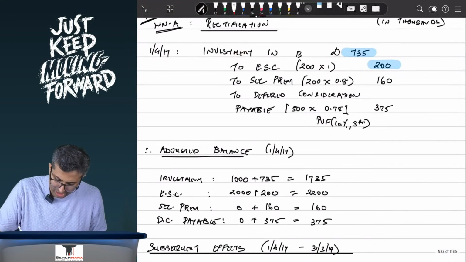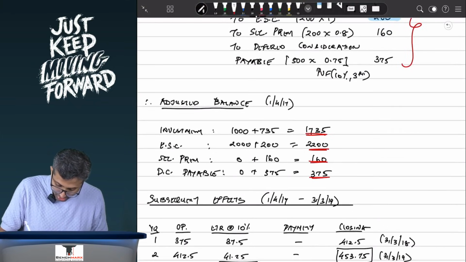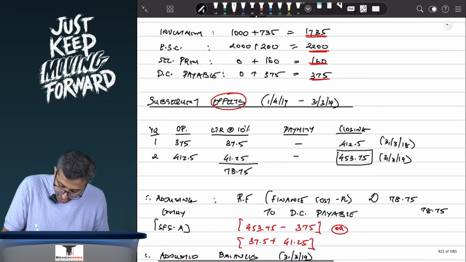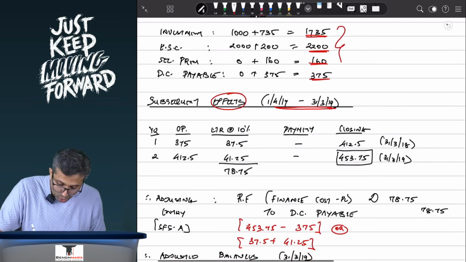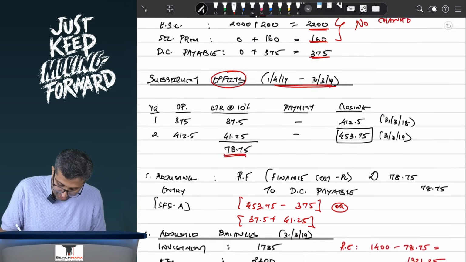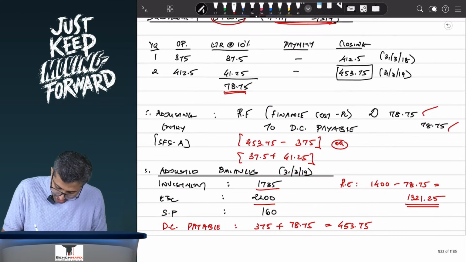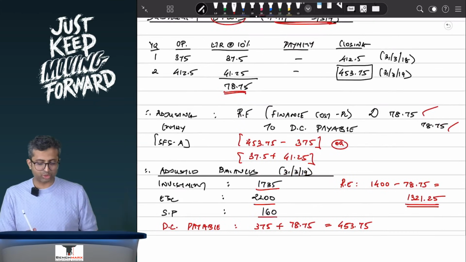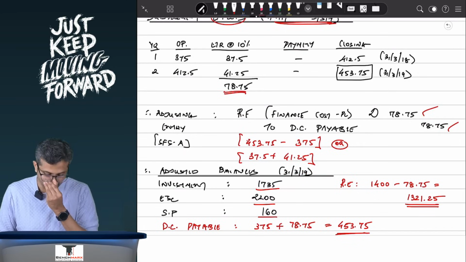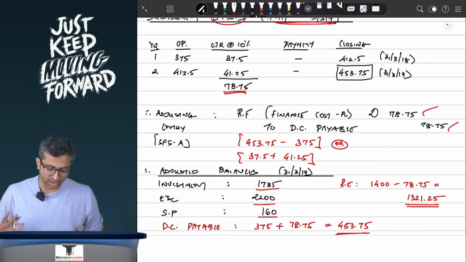There will be a rectification. This is your correct entry. So your adjusted balance of investment, share capital, securities premium and deferred consideration, this is the adjusted balance on 1st April 17. You will have to find the subsequent effects over the next 2 years. There is no change in these items. However, the deferred consideration changes by 78.75, and hence the adjusting entry for this would be 78.75 will be adjusted, and thereby the adjusted balance of investment would be 1735, share capital 2200, securities premium 160, and deferred consideration payable will be at 453.75. Retained earnings will be 1321.25, and once you are done with this, this is where you can start the question in the usual manner.